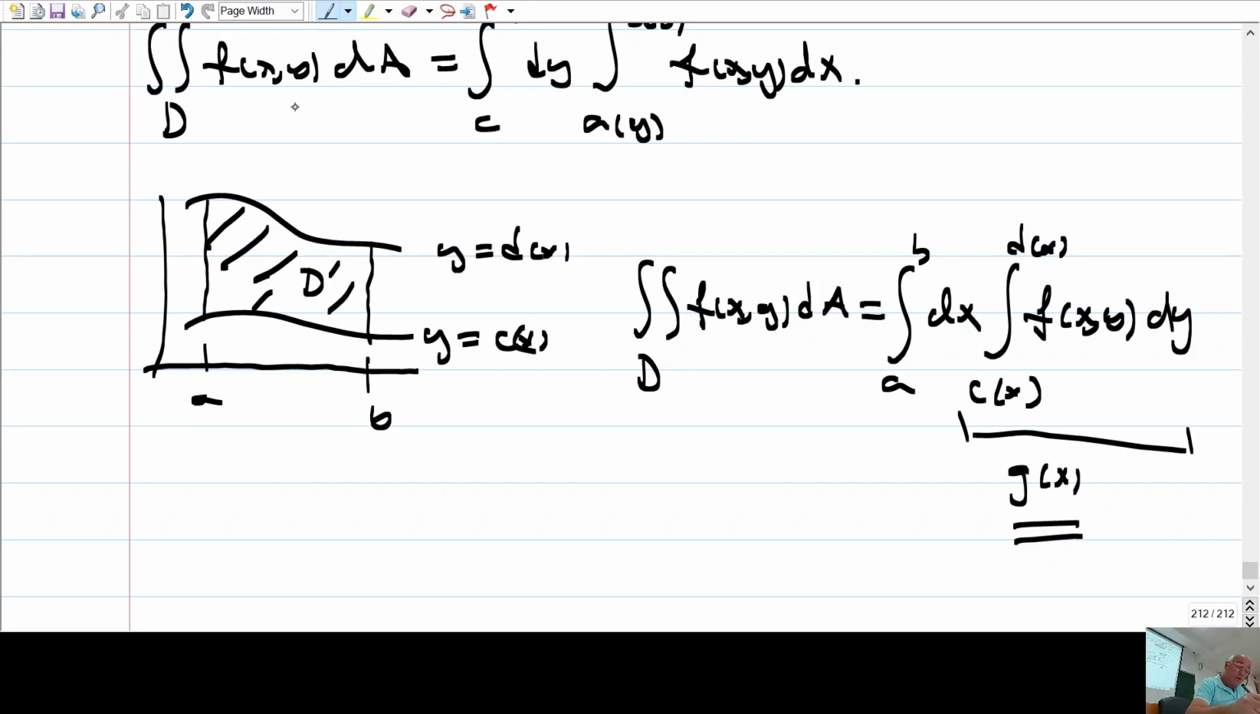So what you are doing on this graph is the following. For fixed x, you have this interval from c(x) to d(x). You integrate f(x,y) with respect to y, right?